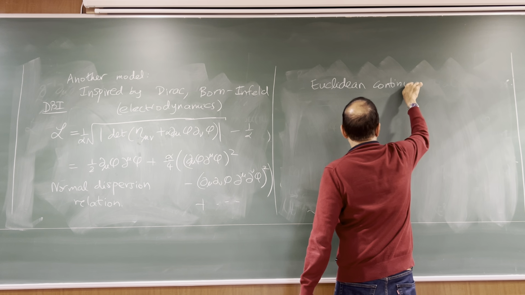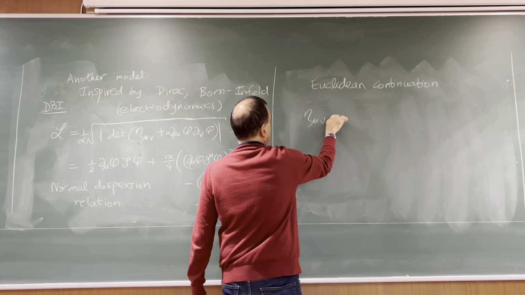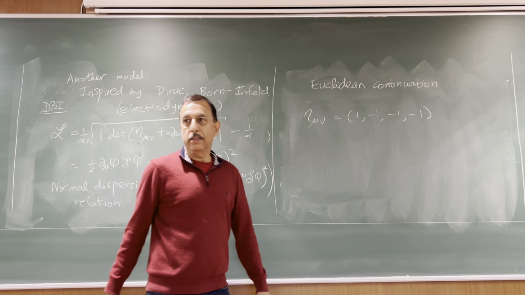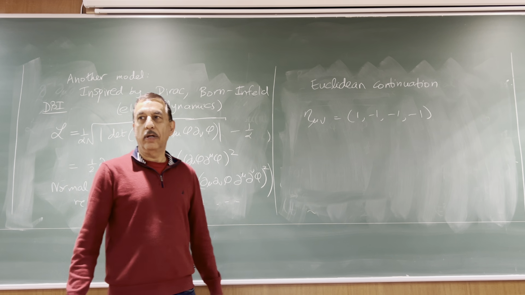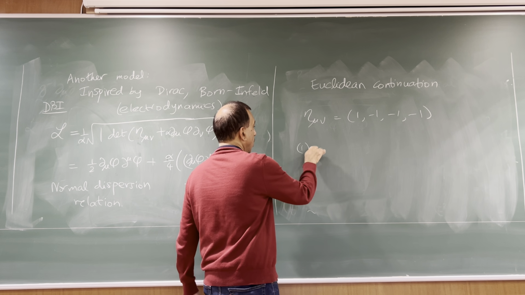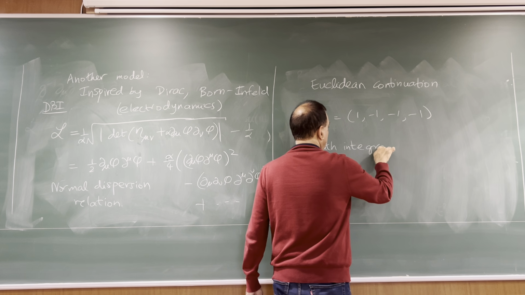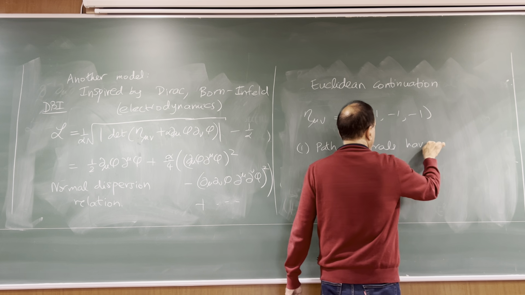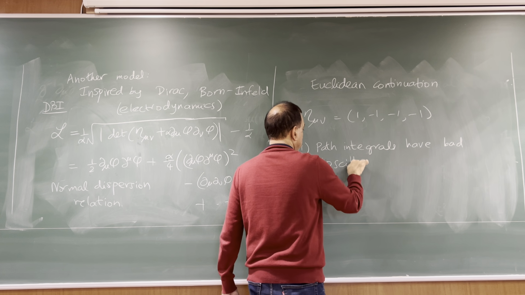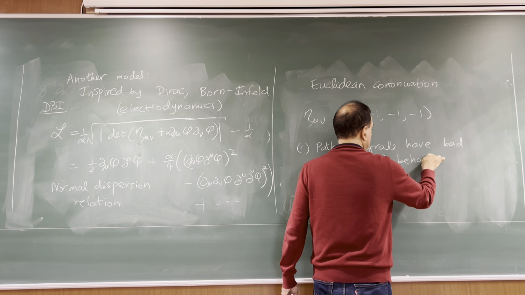Now, as you know, we normally write our space-time metric as 1, minus 1, minus 1, minus 1, and we work with this, and that's because space and time are really different things. However, there are two problems. One is path integrals have bad oscillatory behavior due to this metric.